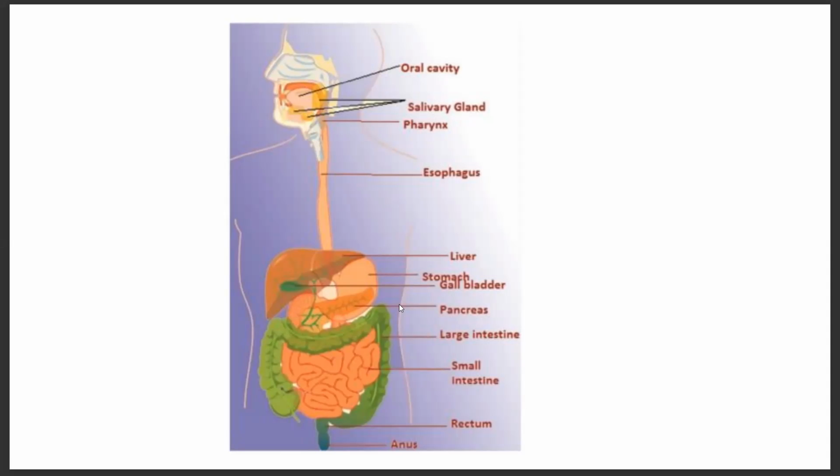Now, what are the things that are present in the oral cavity? You know, we have the tongue and we have teeth and we have salivary glands which secrete saliva. Okay? Salivary glands.